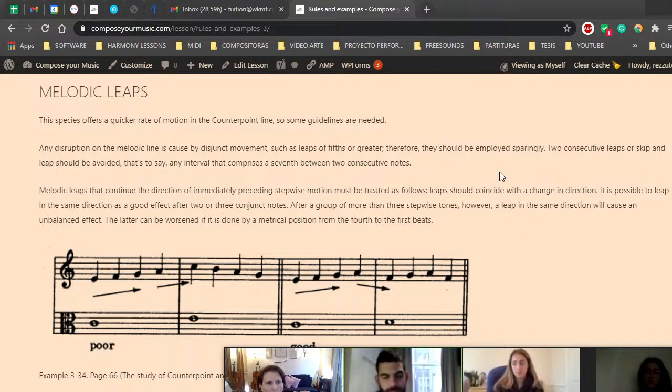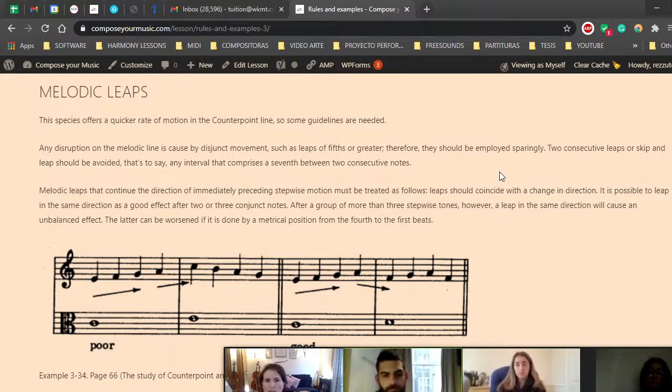2 consecutive leaps or skip and leap should be avoided. That's to say, any interval that comprises a seventh between 2 consecutive notes. Okay, so leap, leap, skip. You know that this is also not good because it gives you a chord. And skip, leap, or leap, skip. Yeah. So no.